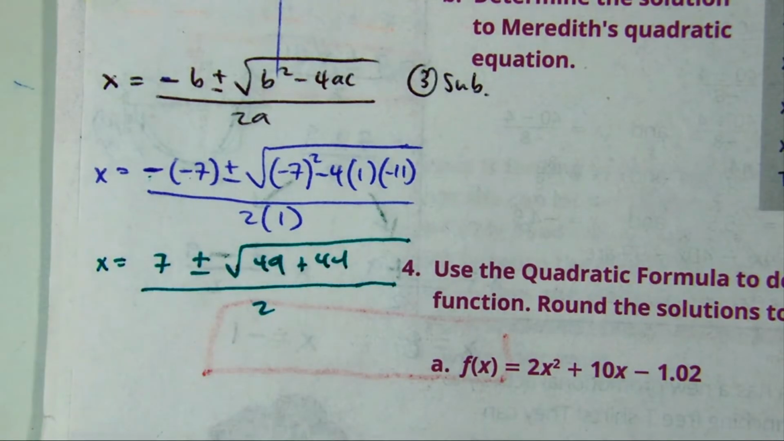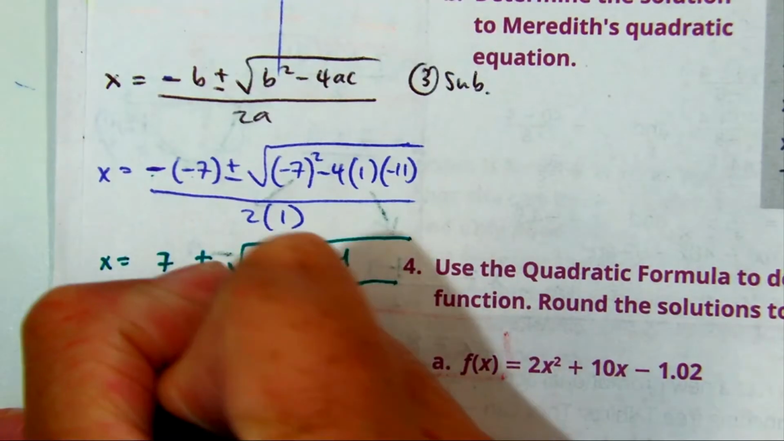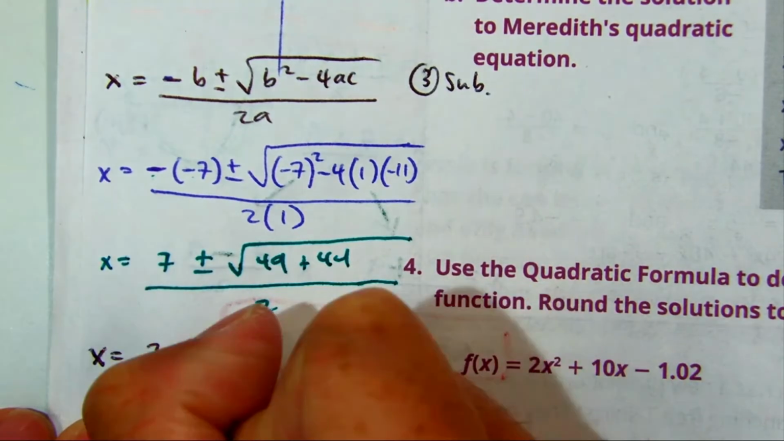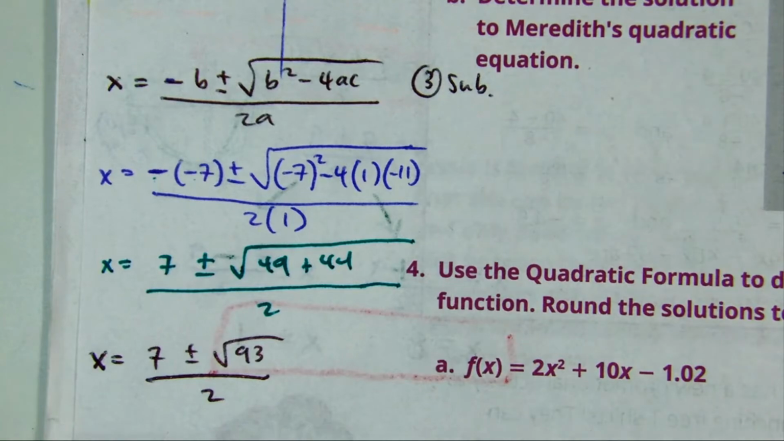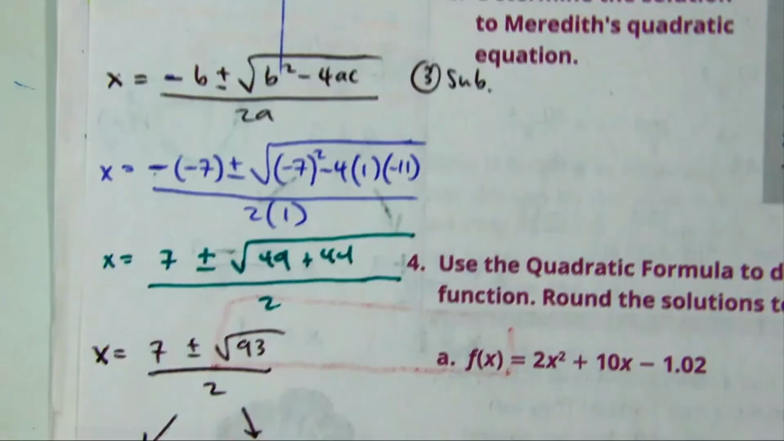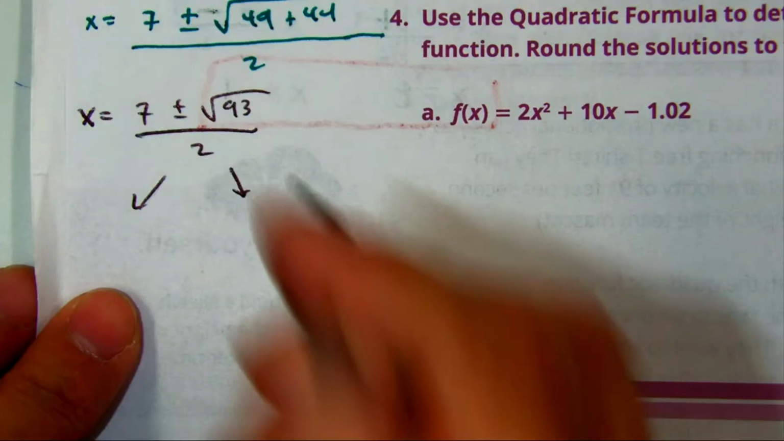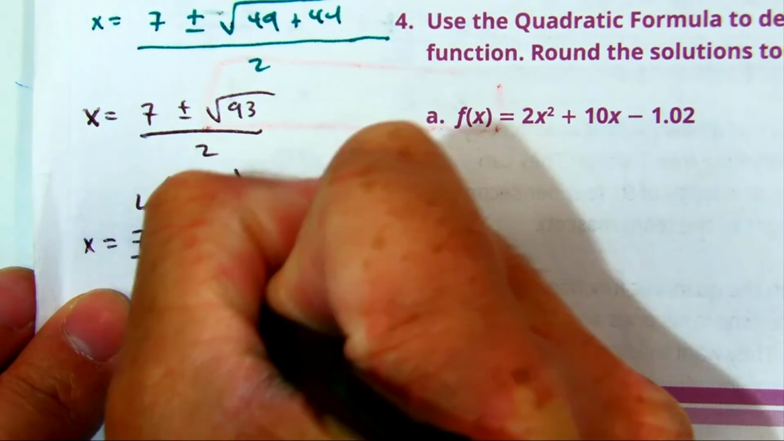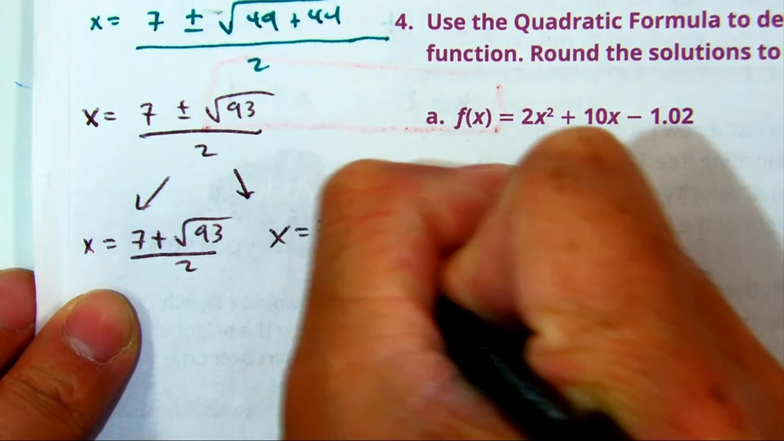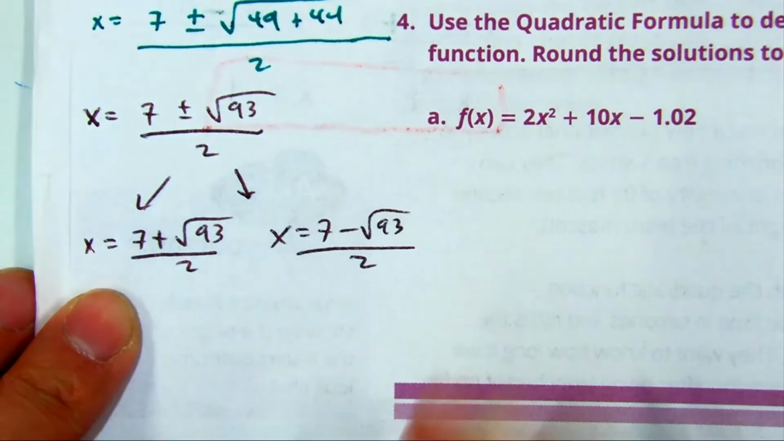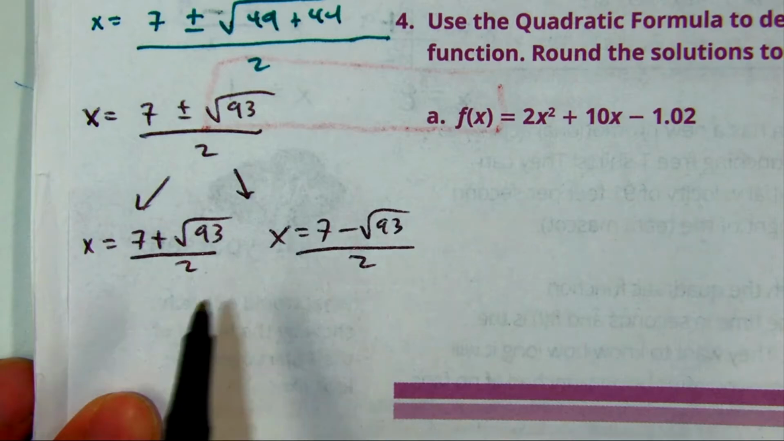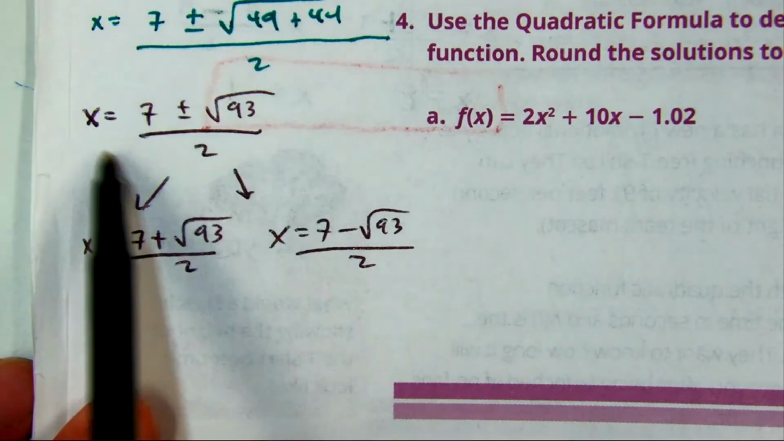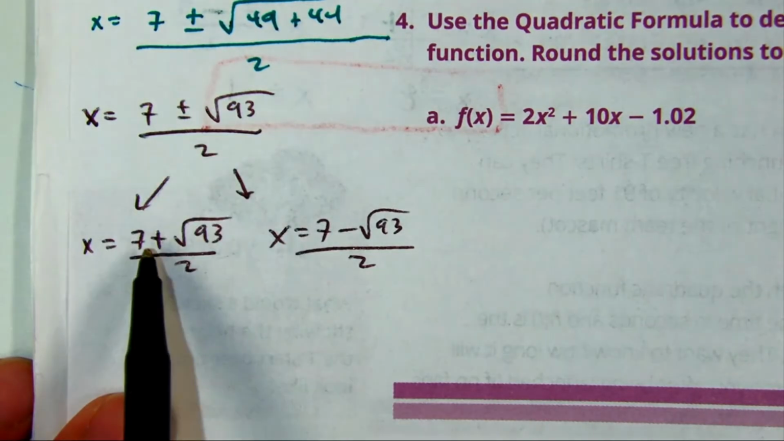Alright, Noel, simplify that. 7 plus or minus the square root of 93 over 2. Noel, go ahead and split these for us, please. 7 plus the square root of 93 over 2. 7 minus the square root of 93 over 2. Okay, now you could leave it like this. This is a very clean answer, but remember, how many solutions are here? 2. 1, 2. Okay?